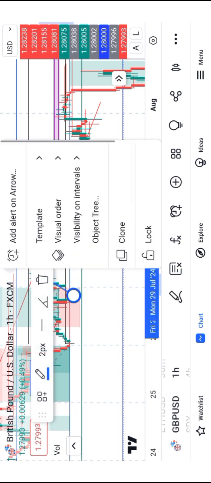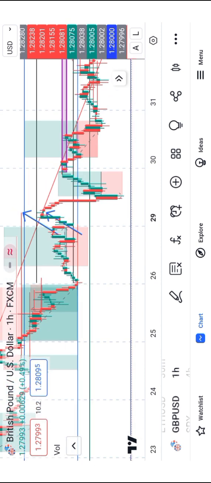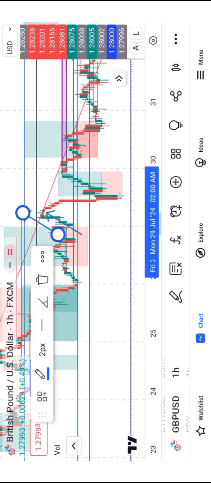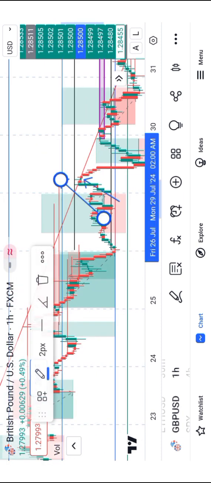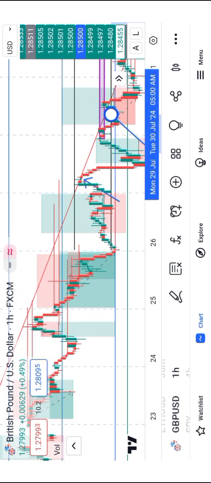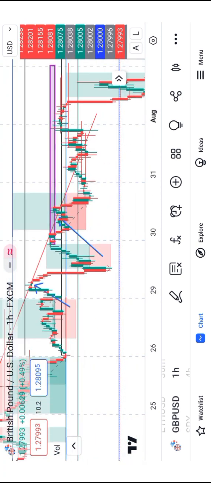The next time price came to it, you can see another push here.